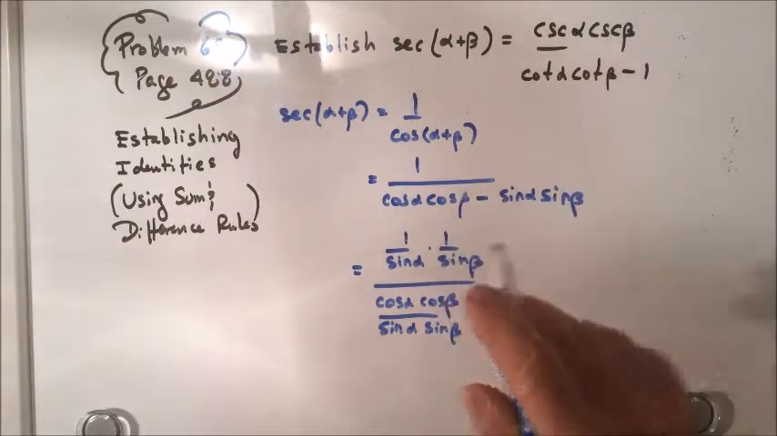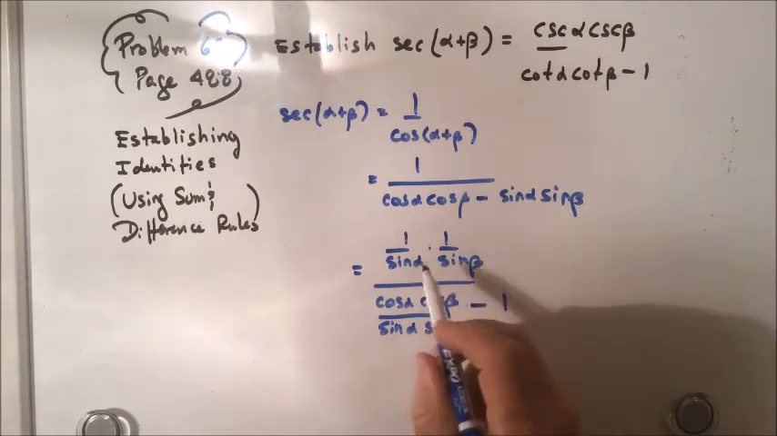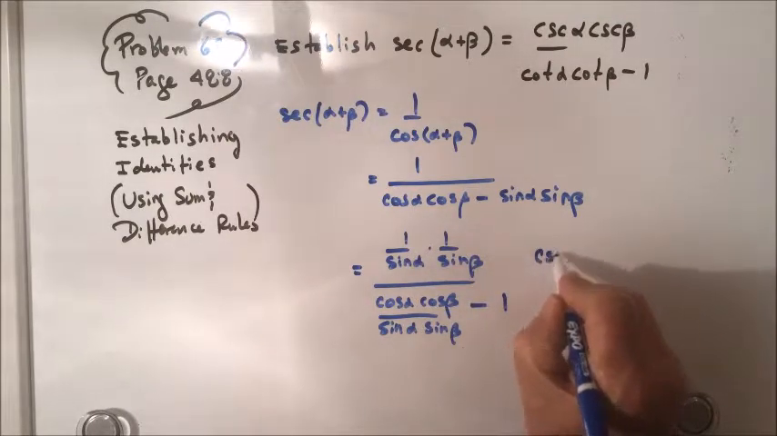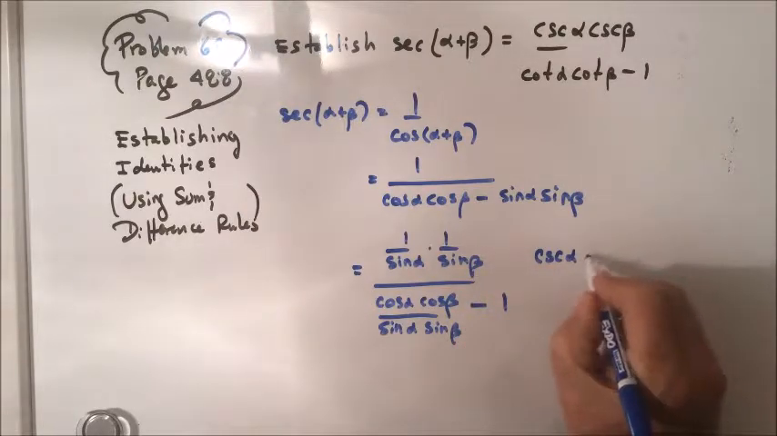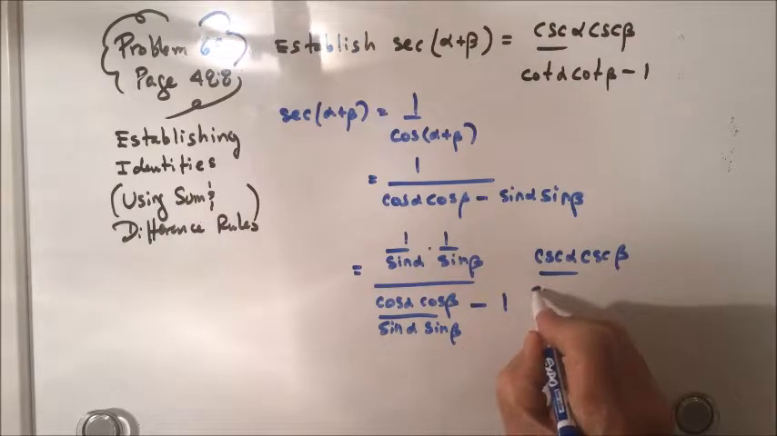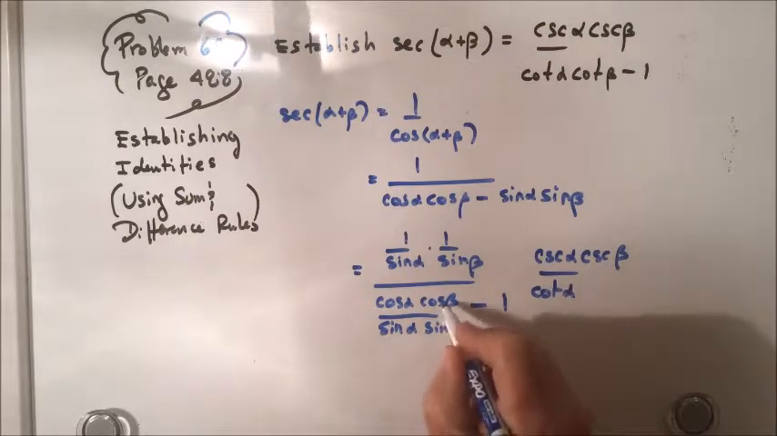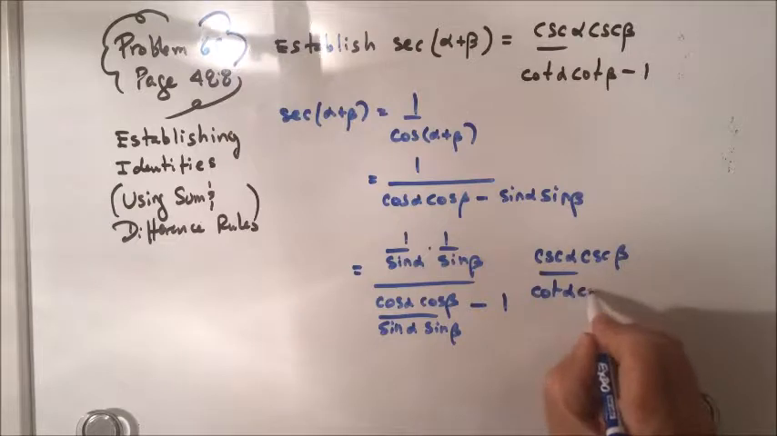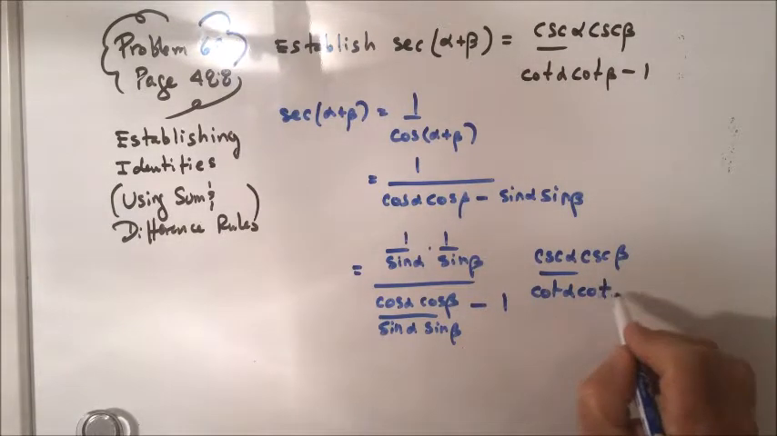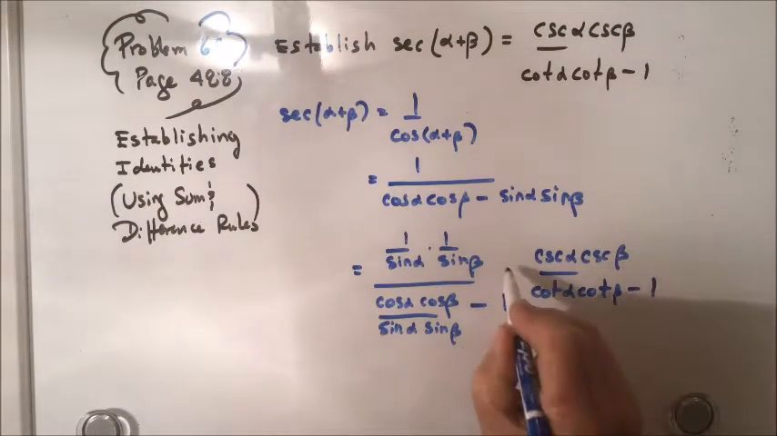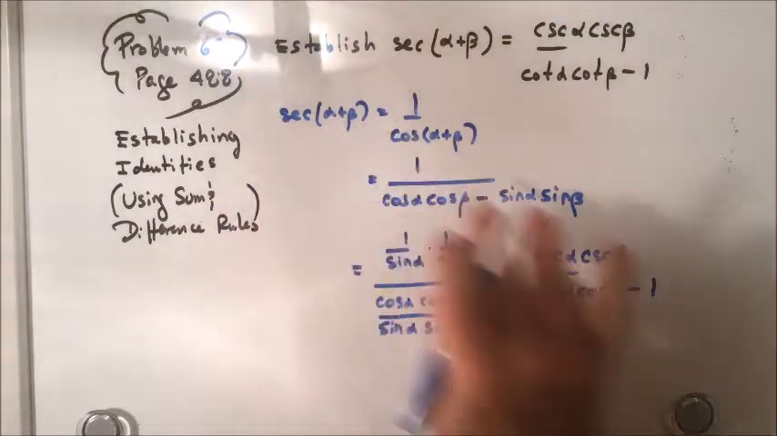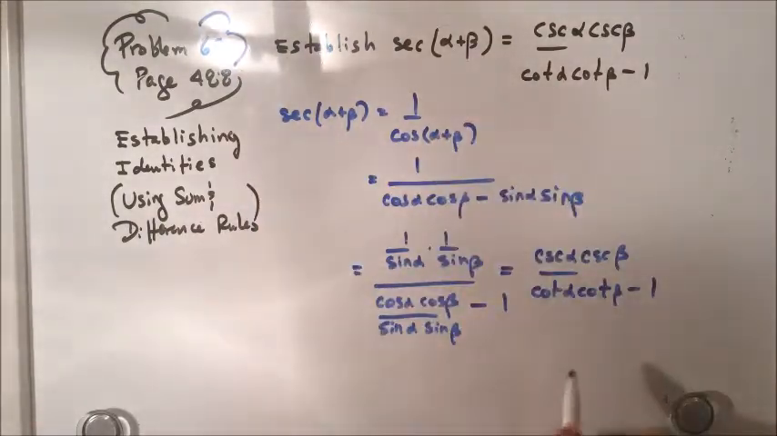And in fact, we're there when we just throw back in the reciprocal properties, because 1 over the sine is the cosecant of alpha, 1 over the sine of beta is the cosecant of beta, cosine alpha over sine alpha is the cotangent of alpha, cosine beta over sine beta is the cotangent of beta. 1 is 1. And that's what we're looking for. Secant of alpha plus beta is this expression, as we were trying to show.